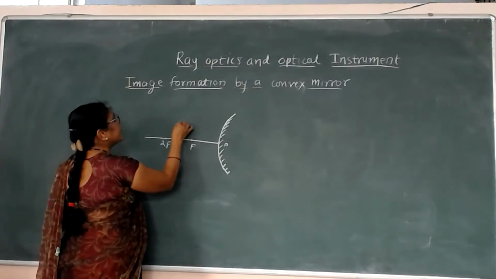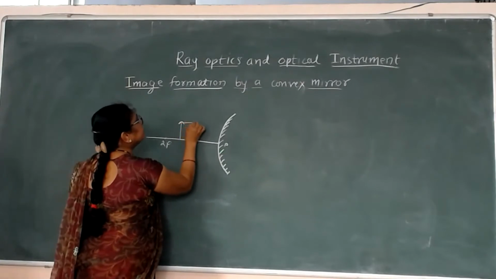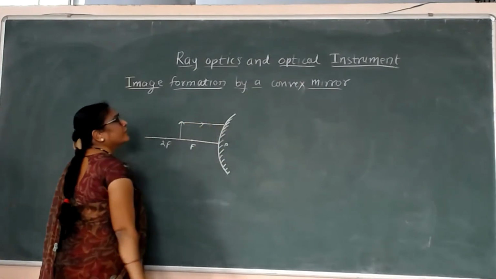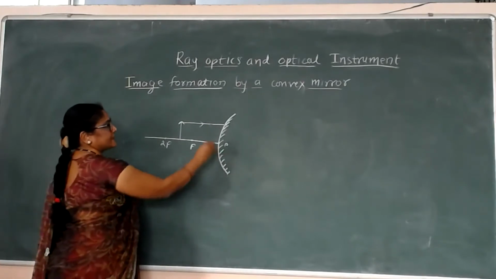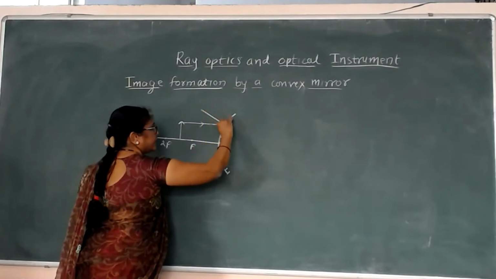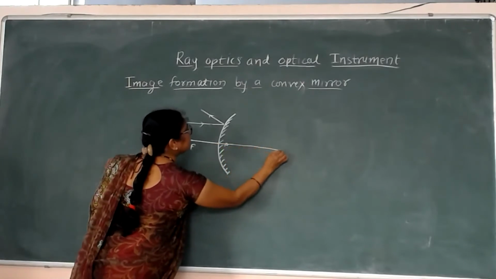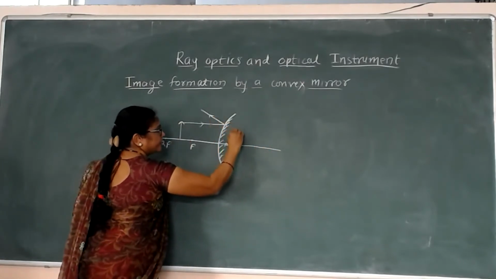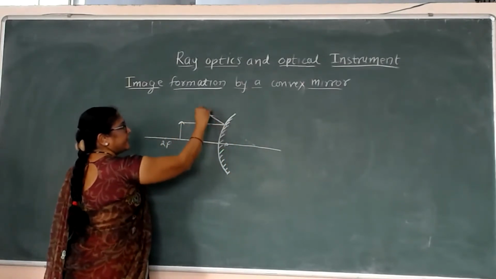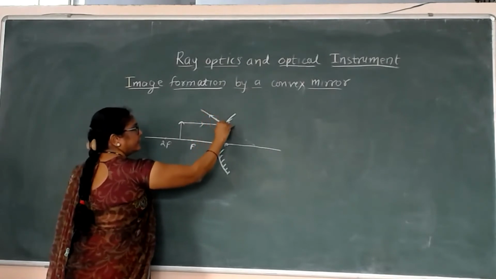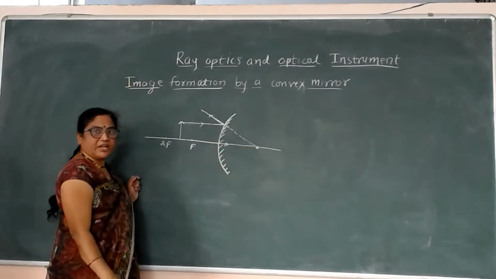if the extended object is situated, the rays are incident on the convex mirror, but the convex mirror is diverging. Means the incident rays are away from the principal axis. Suppose this is a diverging ray. Extend the principal axis. So these diverging rays meet on the other side. The imaginary light meets at the principal focus on the other side.